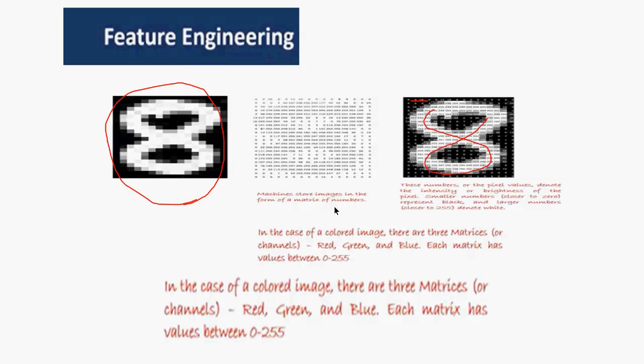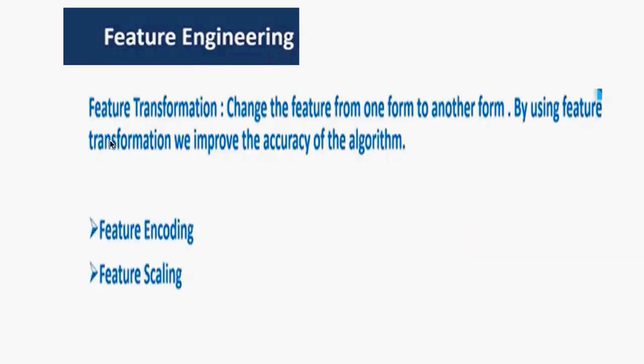The machine stores the image in the form of a matrix of numbers. These numbers, or pixel values, denote the intensity or brightness. Wherever it is bright, or it is dark in color, that is reflected in the values. Wherever the value is zero, it means there is no picture information there. This is how it estimates from a picture. So this is all about extraction, right? Then we go to transformation.